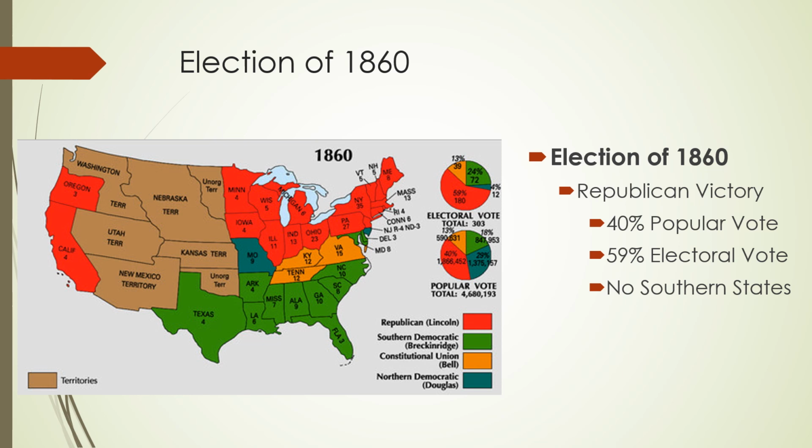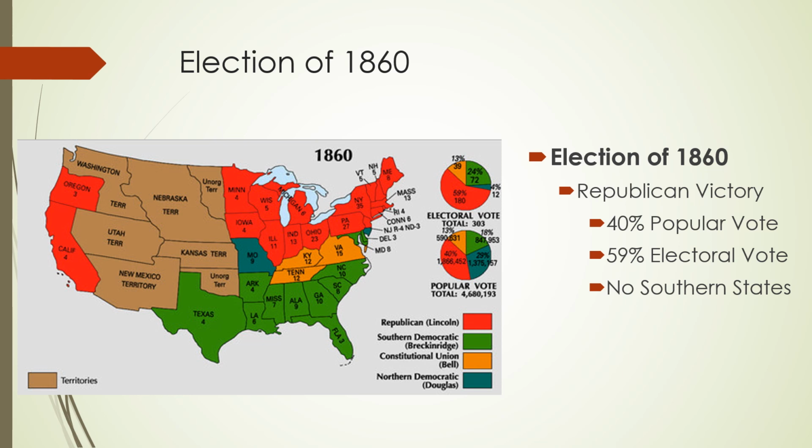And then look at Stephen Douglas. Stephen Douglas only wins 1 state. Stephen Douglas wins Missouri, and that's it. But let's look at those numbers again. Stephen Douglas wins 1 state, Missouri. But look at the percentages on the popular vote. He got more than Breckinridge and Bell.